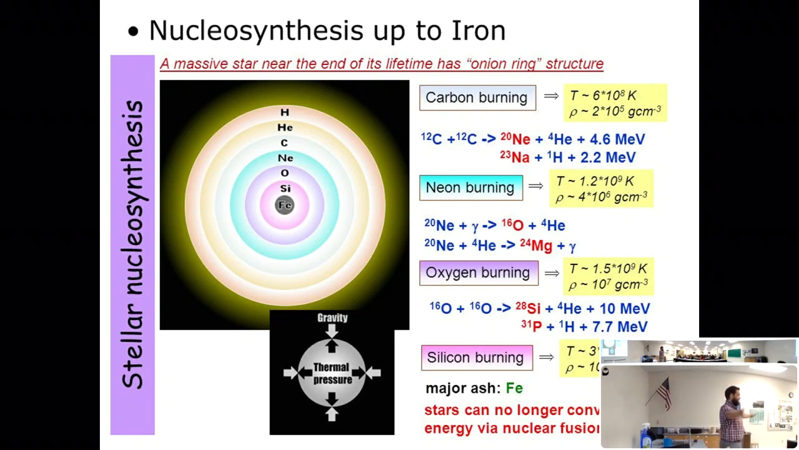So does that all make sense? All this stuff? But it all stops at iron. A star can do a lot of things, but a star can't make anything beyond iron. Can't do it. It's impossible.